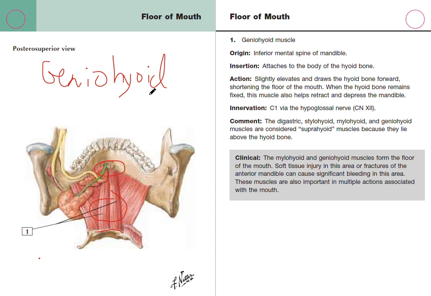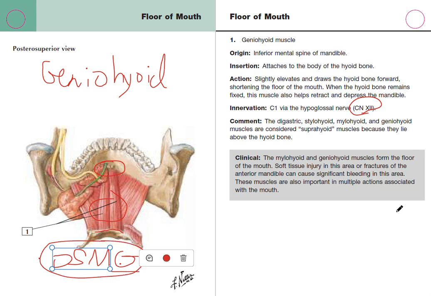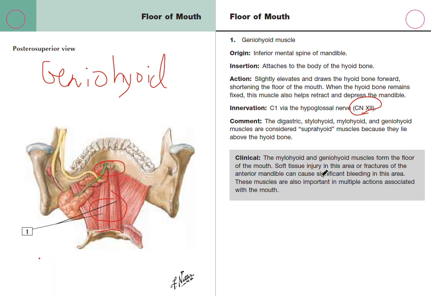The geniohyoid muscle is innervated by C1 via the hypoglossal nerve, which is cranial nerve 12. The digastric, the stylohyoid, the mylohyoid, and the geniohyoid muscles are all considered as suprahyoid muscles because they lie above the hyoid bone. So again, we have four suprahyoid muscles: the digastric, the stylohyoid, the mylohyoid, and the geniohyoid.